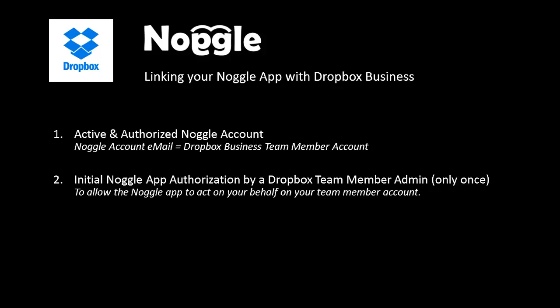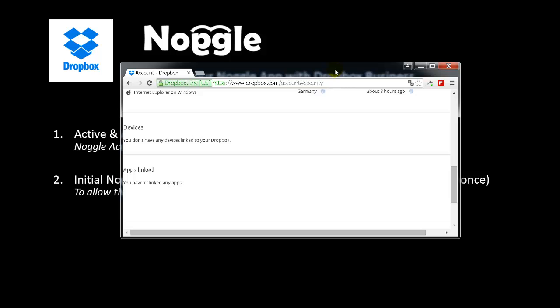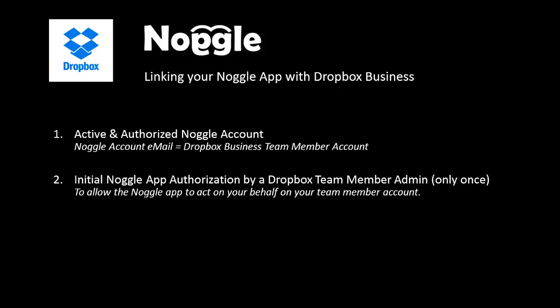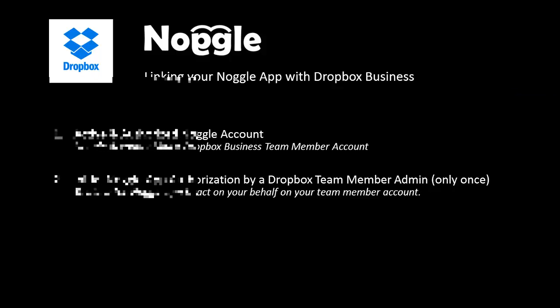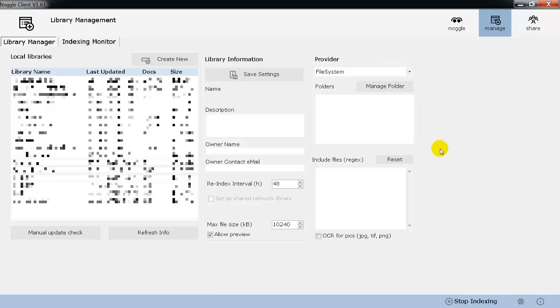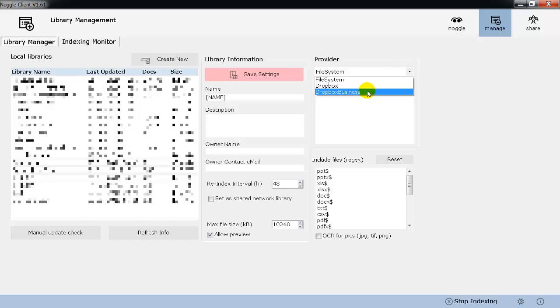So first of all, if you go to your Noggle account, you can check the applications linked here. So with this test business account, we still haven't any applications linked with our business account. So now let's see how it works if we want to link with our Noggle application. We use the Manage tab in our Noggle application, want to create a new library, and now in order to use the business account, we choose the provider Dropbox Business, which can be selected from the provider selection here.